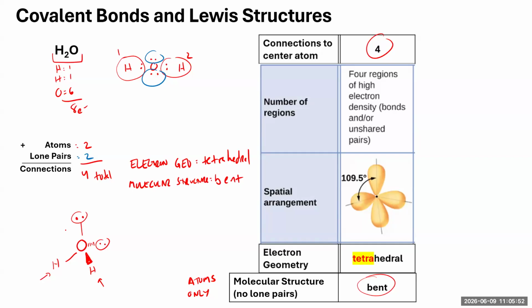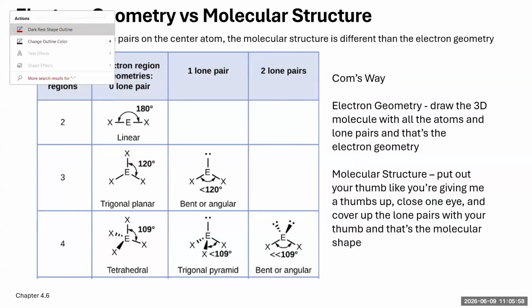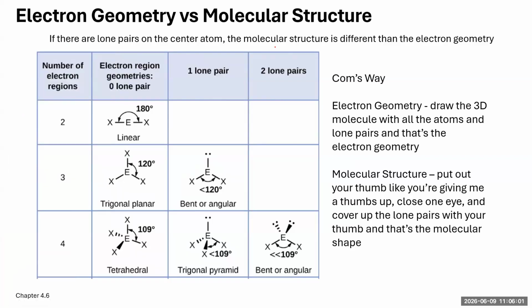All right. So now let's look at electron geometry versus molecular structure, right? Molecular structure is the new one. So here's how I do it. You do your electron geometry: a 3D molecule with all the atoms and lone pairs, and that's the electron geometry, right? For molecular structure, you put your thumb out like you're giving me a thumbs up. Close one eye. Where's the camera at? Close one eye and cover up the lone pairs with your thumb, and that's going to be the molecular shape.